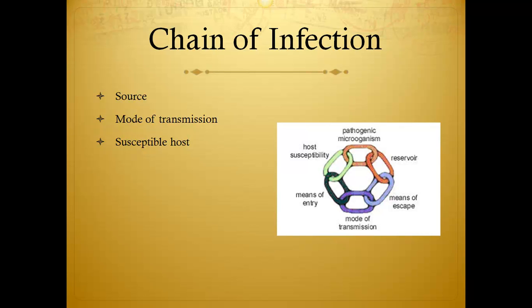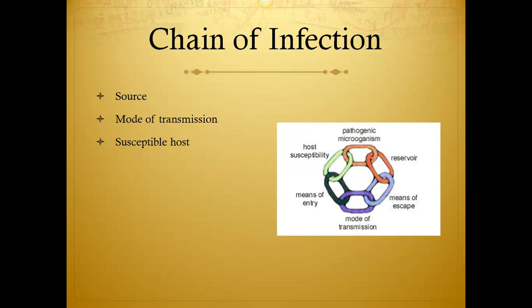When we think about chain of infection, this is kind of a classic picture that's shown here. We have to have a source. We have to have something that has a potential to cause disease. So pathogenic is that potential to cause disease. We can have many organisms on our body, in our body. That doesn't mean we're sick.